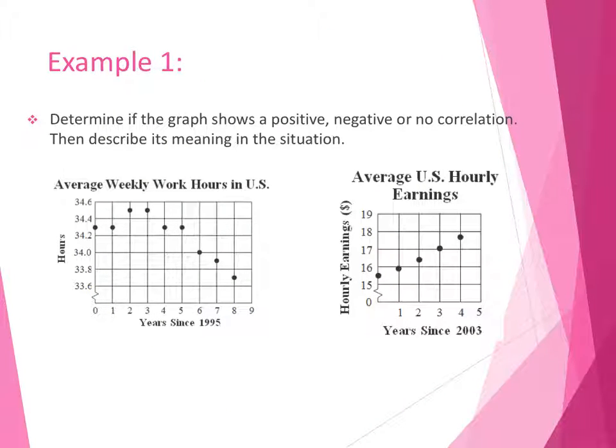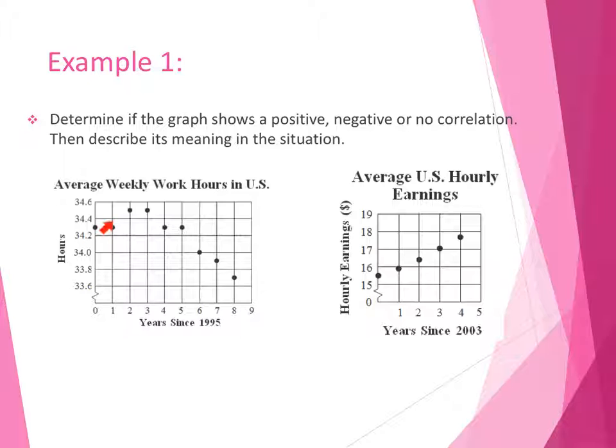So some of the questions that you'll be asked in tonight's homework and over your assessments will be to determine in a graph if the scatter plot shows a positive, a negative, or no correlation. And then to also describe its meaning. So we're going to have to pay attention to things like the title of the graph, and then your independent variable label and your dependent variable label to help describe the meaning.